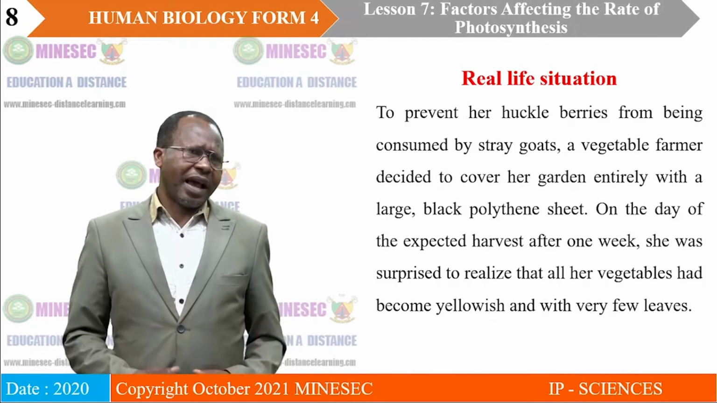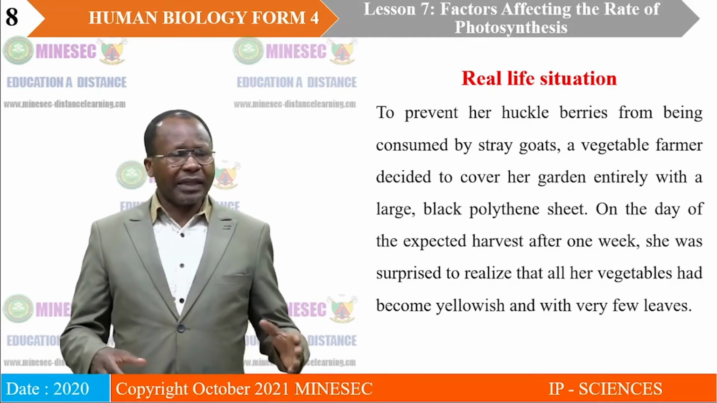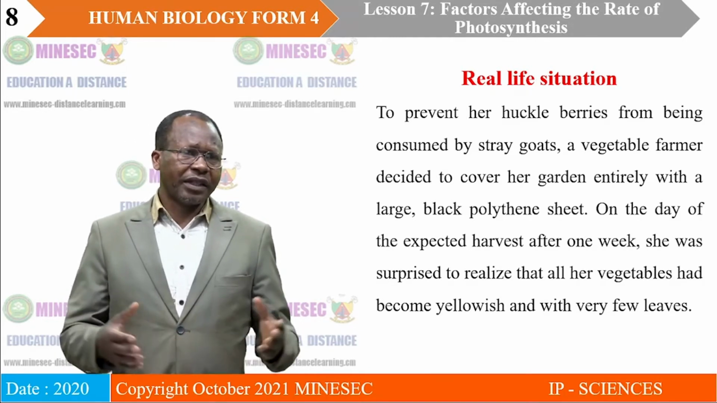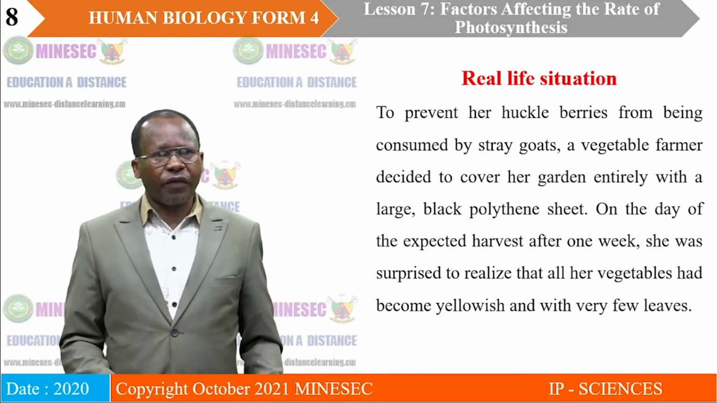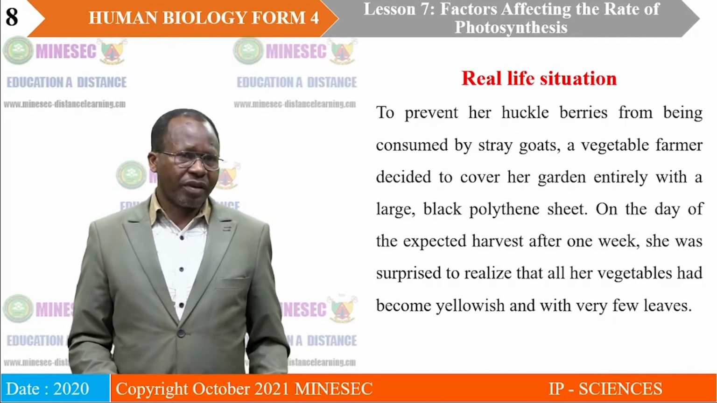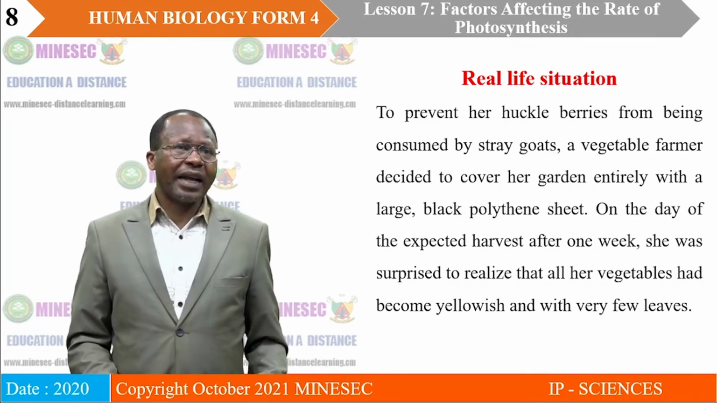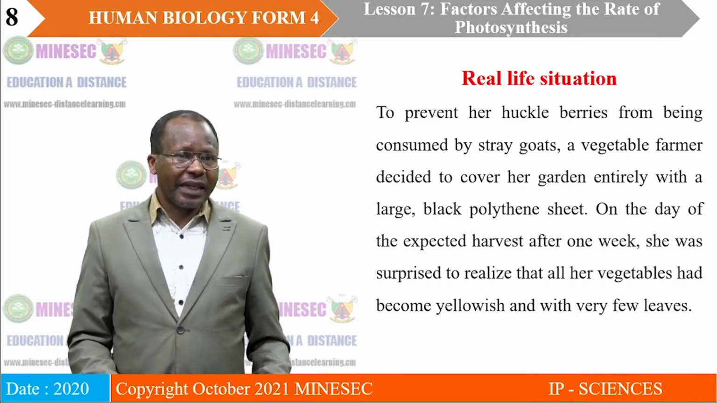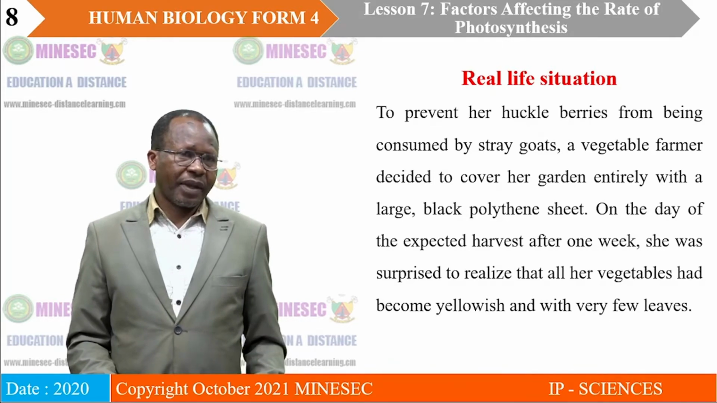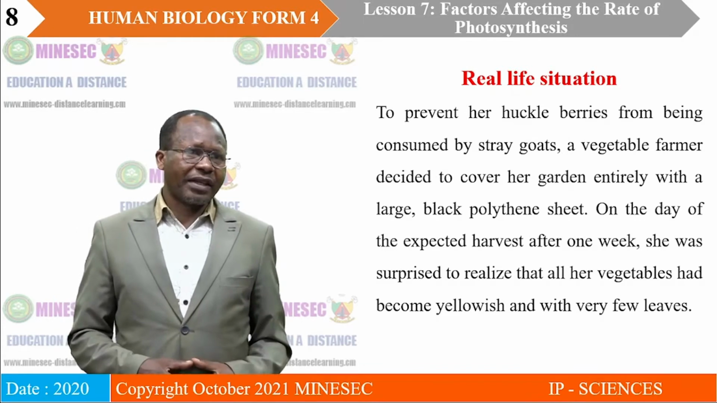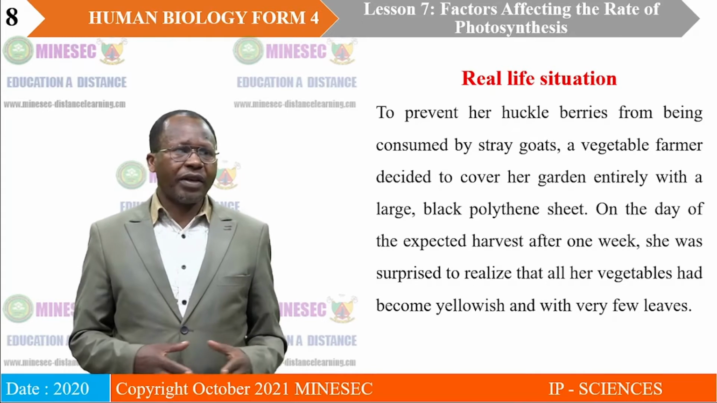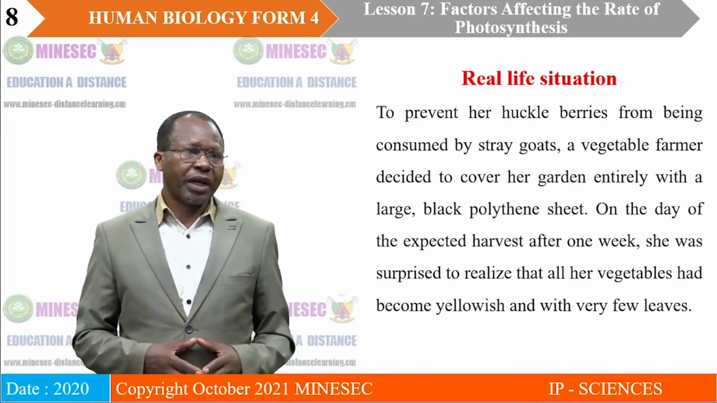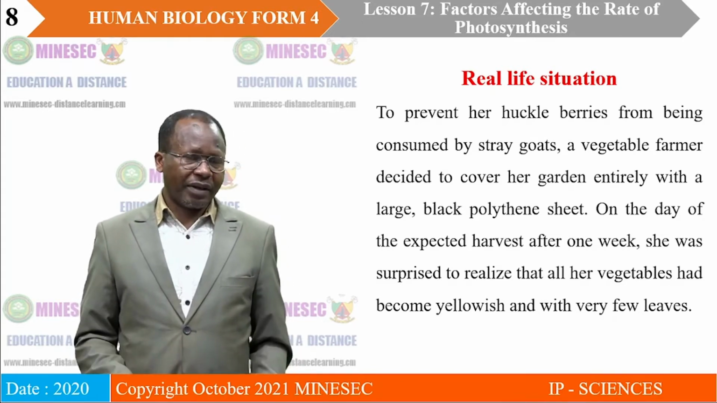Let us share this hypothetical real-life situation and see how our knowledge from this lesson shall help us to tackle it. To prevent her huckleberries from being consumed by stray goats, a vegetable farmer decided to cover her garden entirely with a large black polythene sheet. On the day of the expected harvest, after 1 week, she was surprised to realize that all her vegetables had become yellowish and with very few leaves.